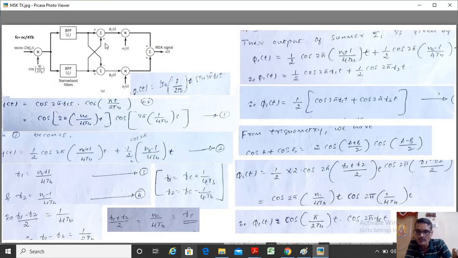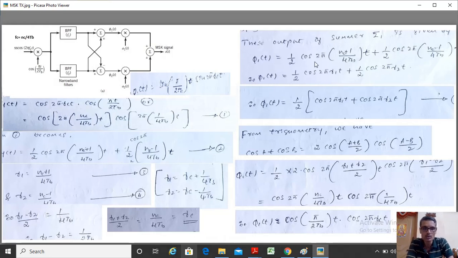So I use some adders. I'll get a phi 1 of t and phi 2 of t. That's what I'll get in the output of those adders. The basis functions. How I get? Let us check that. Now this signal and this signal are added. That means this signal and this signal are added. So I get the same equation. Y of t only here. Y of t should be equal to phi 1 of t, right? That's what. Okay, now what is phi 1 of t then?